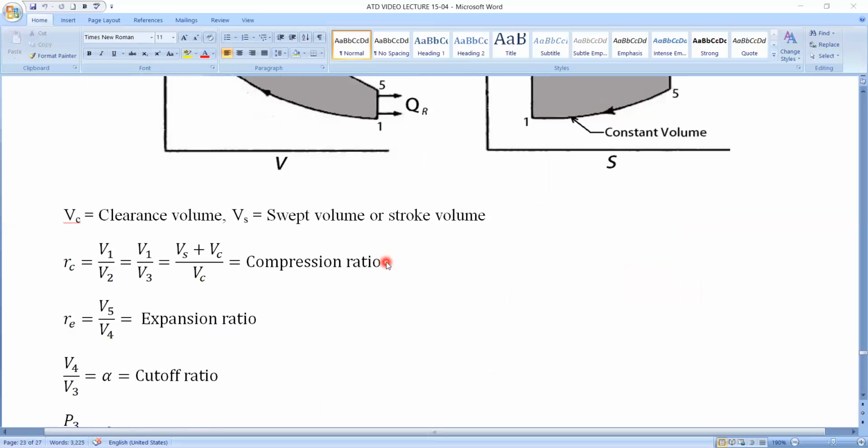Let's have the terminology related to the derivation. As in the Otto cycle, in the dual cycle also, VC stands for clearance volume. VS stands for swept volume, stroke volume, or displacement volume.